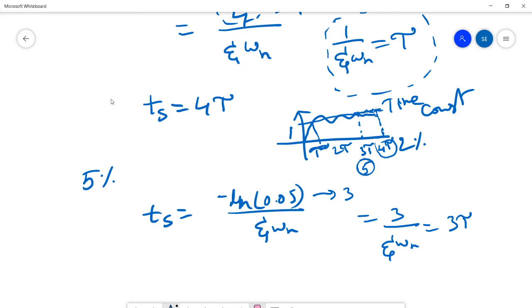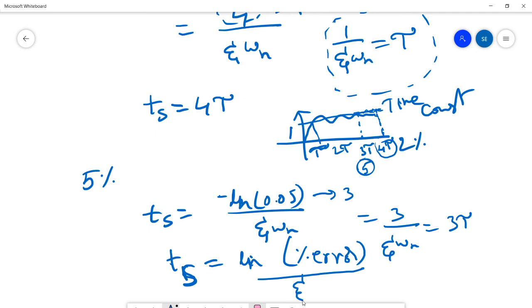So in general, settling time is equal to the logarithm ln of percentage error divided by zeta omega n.